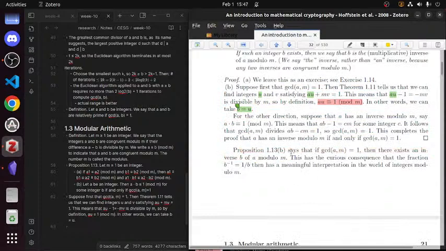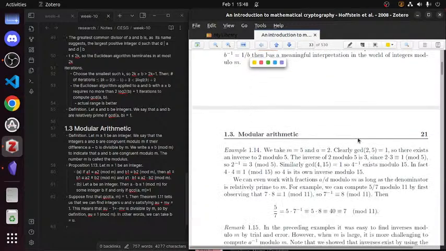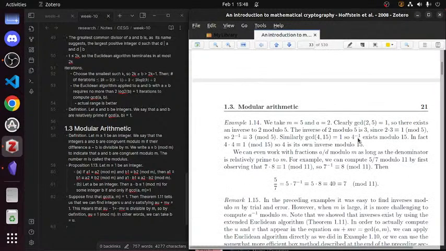Proposition 1.13, B says that if the GCD of A and M equals 1, there exists an inverse B of A modulo M. This has the curious consequence that the fraction 1 over A, B inverse, then has a meaningful notation in the world of integers modulo M. Why? Because it's B inverse A? Maybe, because you could flip-flop between them.